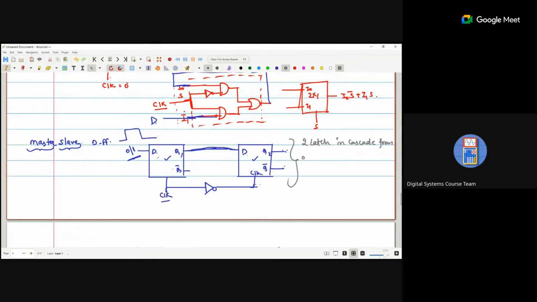Okay, the output of the first will be the input of the second. The clocks are opposite triggered. That particular configuration will be a flip flop.